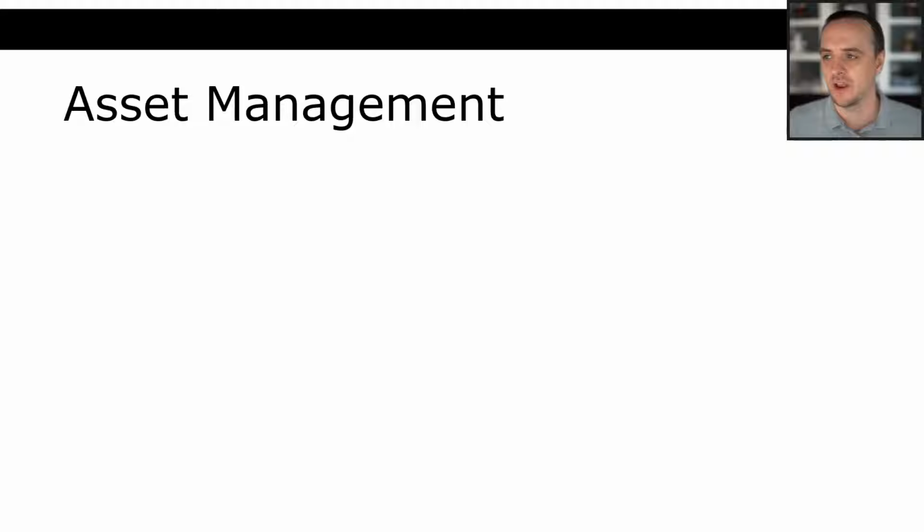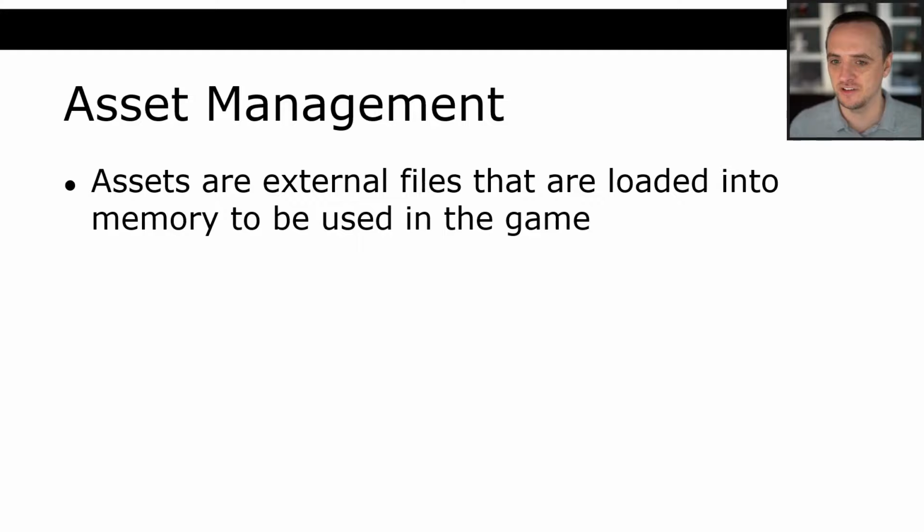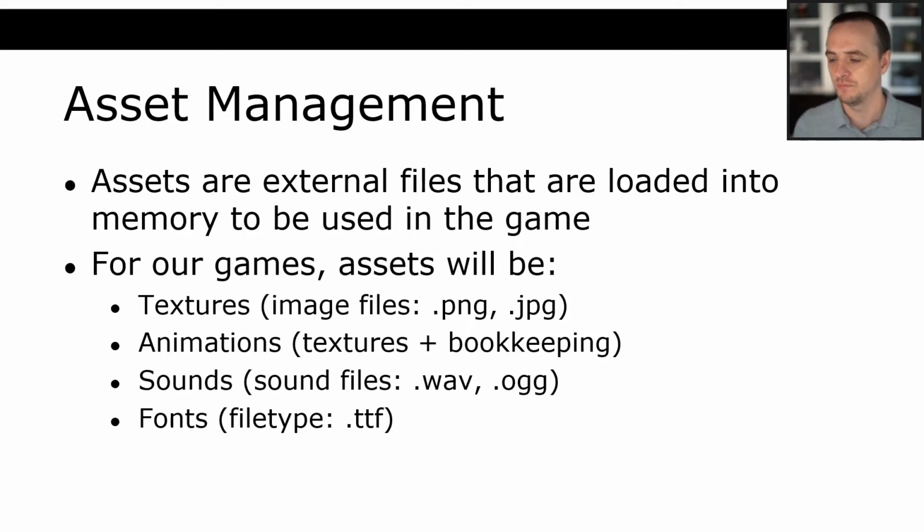Okay, so now that we've talked about how to change scenes, let's talk about how we're going to manage assets. Asset management is very important. What is an asset? An asset is an external file that's loaded into memory to be used in a game. So for example, in our game, assets are going to be textures. So these could be image files. We're going to be working with PNGs for transparency. You could also have JPEGs, bitmaps, all sorts of texture files.